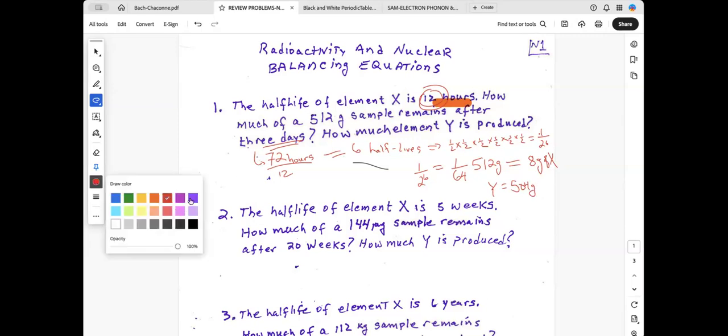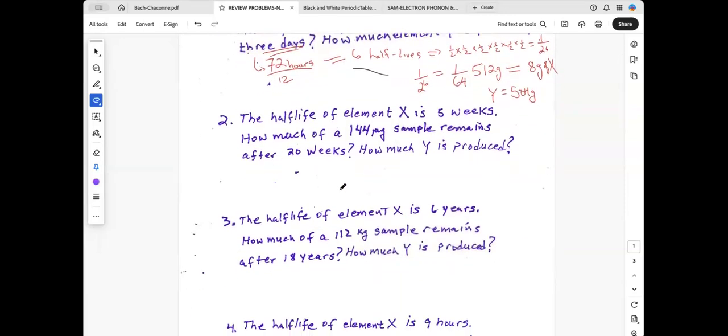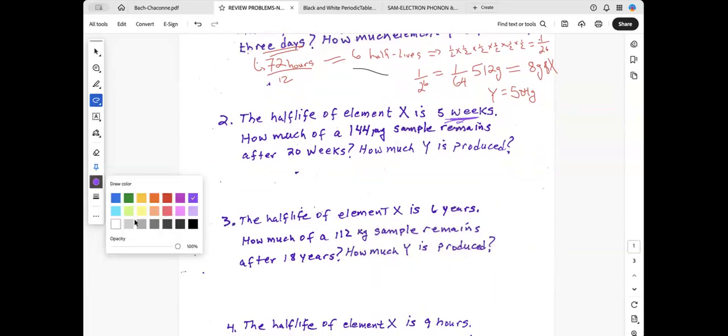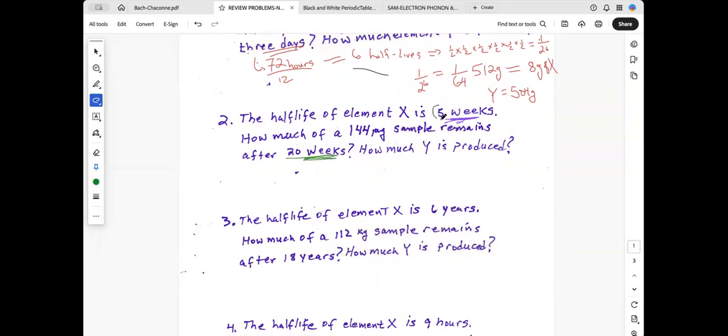All right, let's go on. The half-life of element X is 5 weeks. After 20 weeks, how many times did it decay? Well, every 5 weeks it decays in half. In 20 weeks, 20 divided by 5, so it has 4 half-lives. All right, that means a half times a half times a half times a half, or we'd say 1 over 2 to the 4th.